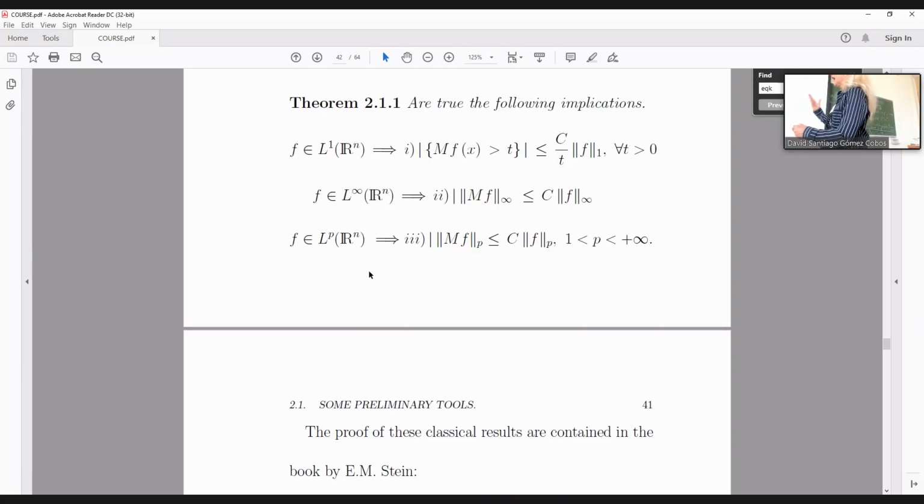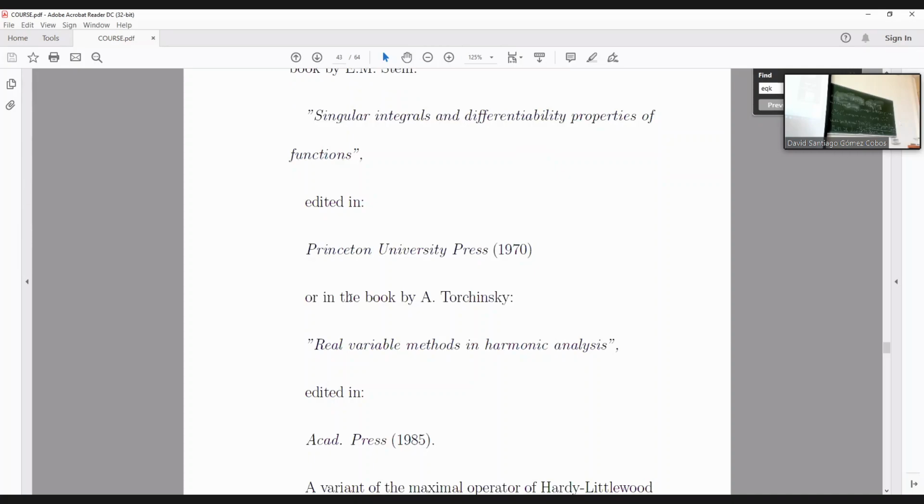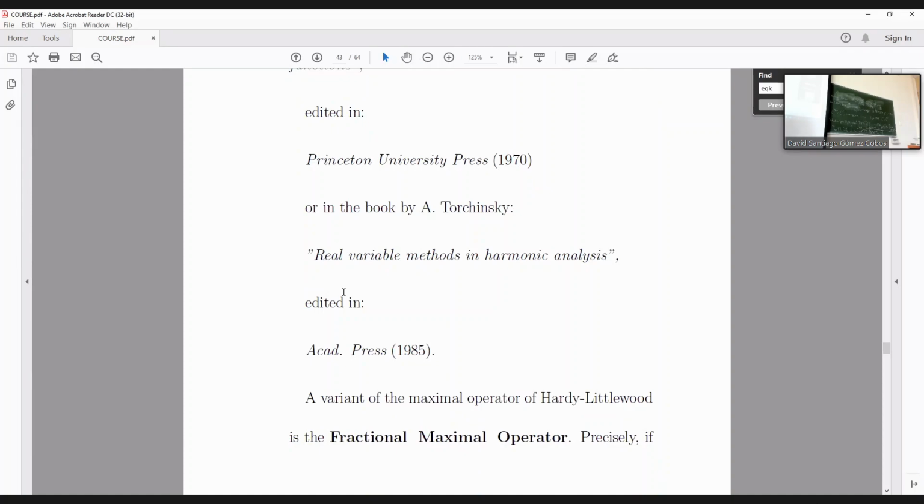The proofs of these are classical and are, for instance, contained in the book by Stein that I mentioned here, Singular Integrals and Differentiability Properties of Functions, published in 1970, but it is also possible to find these results in the book by Torchinsky, Real Variable Methods in Harmonic Analysis, later published in 1985. Both are classical books where these relations and all the Hölder inequalities could be found.